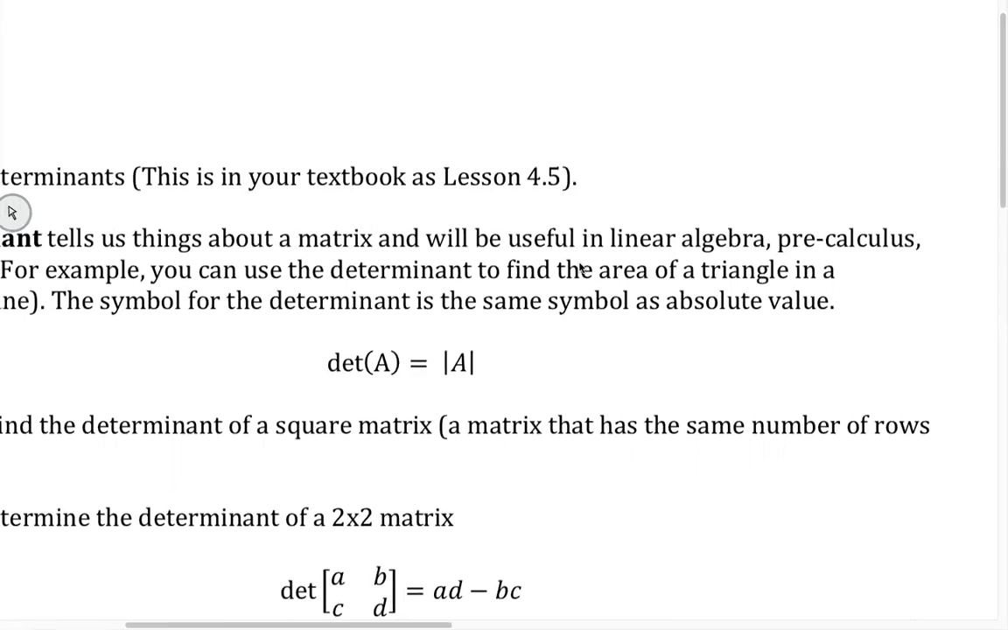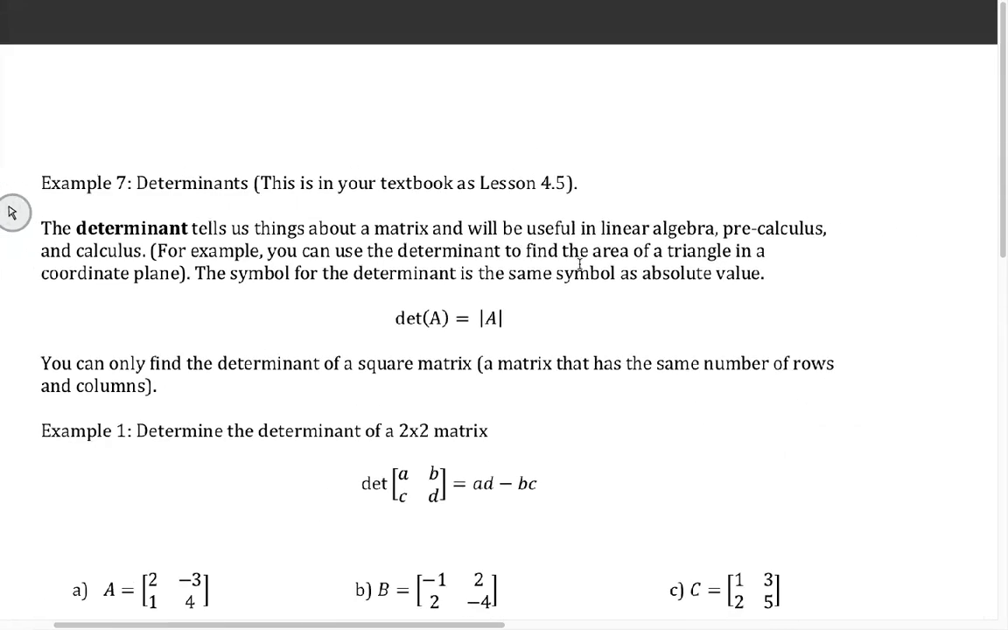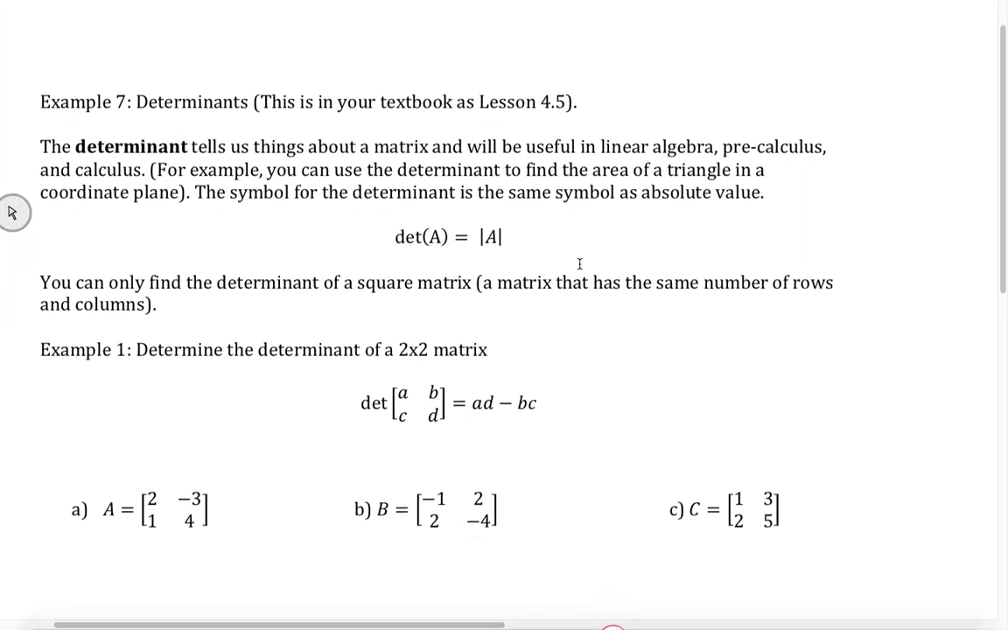Now, why we have this stuff in here, there's things about matrices that we want to know. One of them is a determinant. The determinant tells us things about a matrix and will be useful in linear algebra, pre-calculus, and calculus. Determinants can be used to help us find the area of a triangle in a coordinate plane. It can also help me determine how many roots are in a quadratic equation. It's all a part of that, okay?